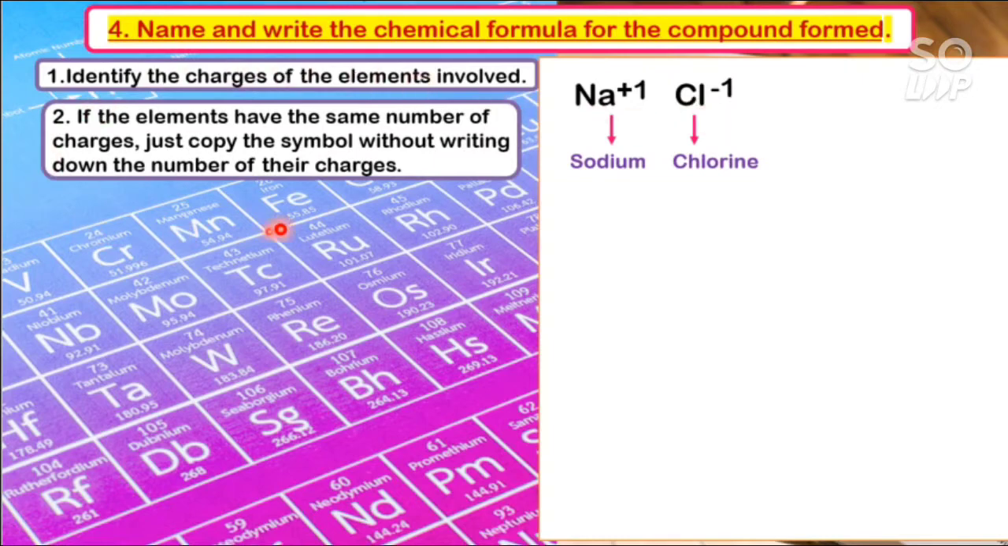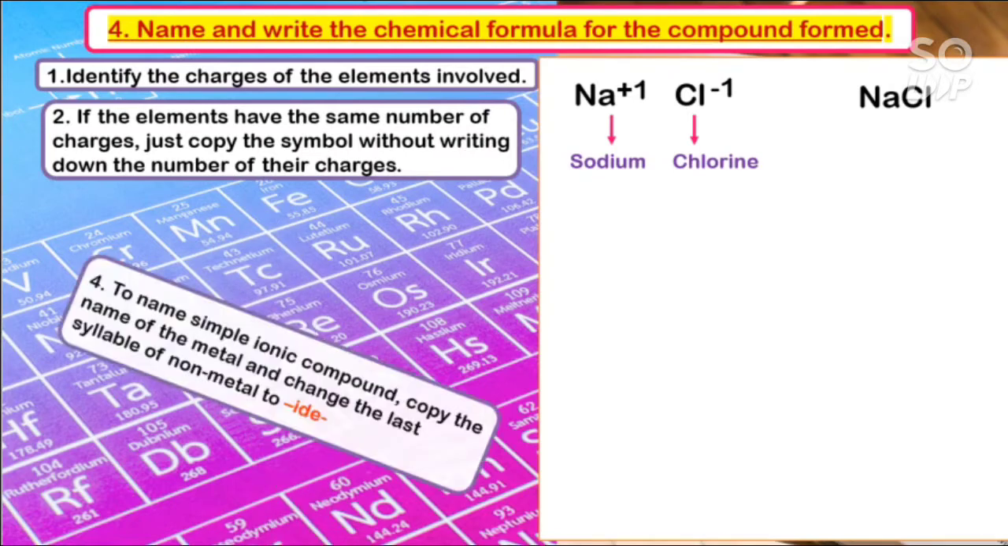And we have to follow the step number 2. Since they have the same charge, which is 1, we don't need to write the charges now. All we have to do is copy Na and Cl. So there you go. This is the chemical formula of sodium and chlorine because they have the same charge. And how about the name? What is the name of this compound? We have to follow step number 4.